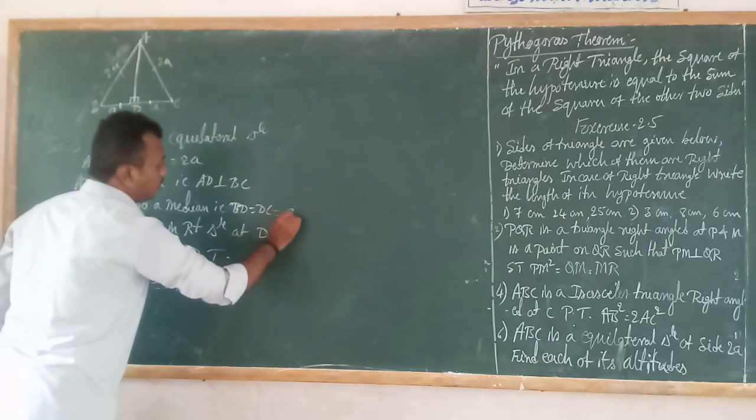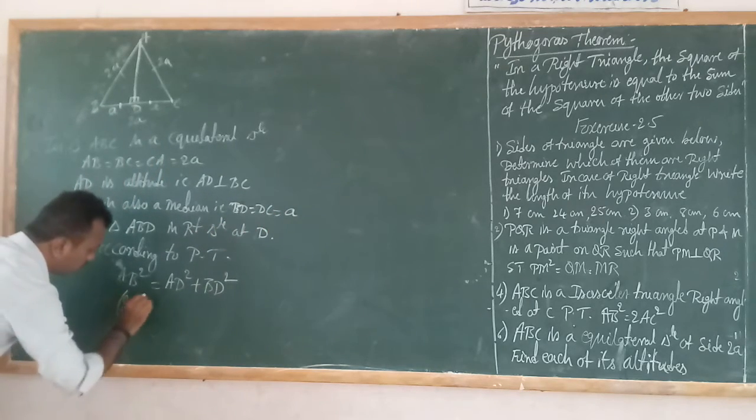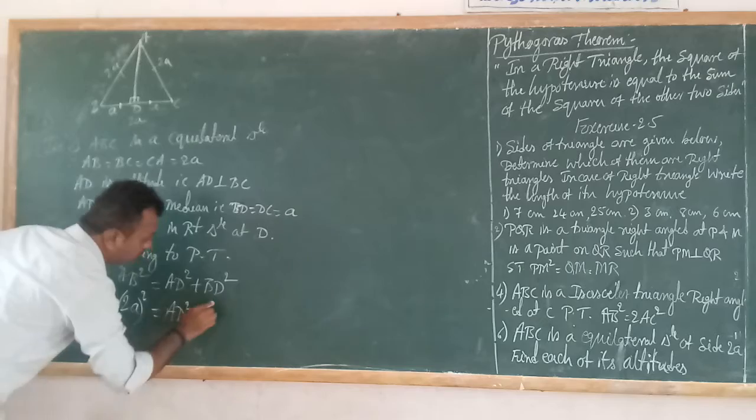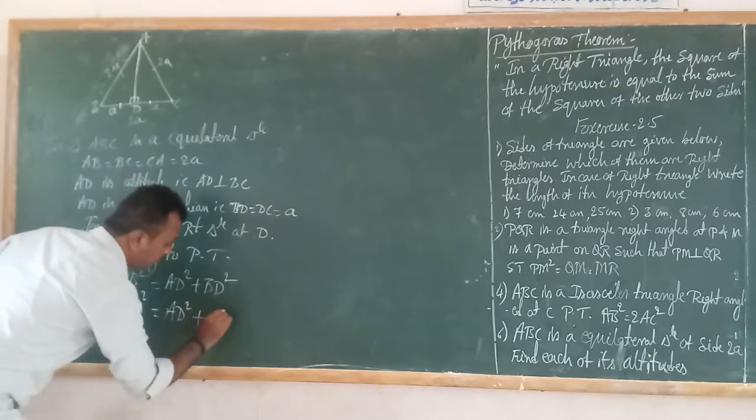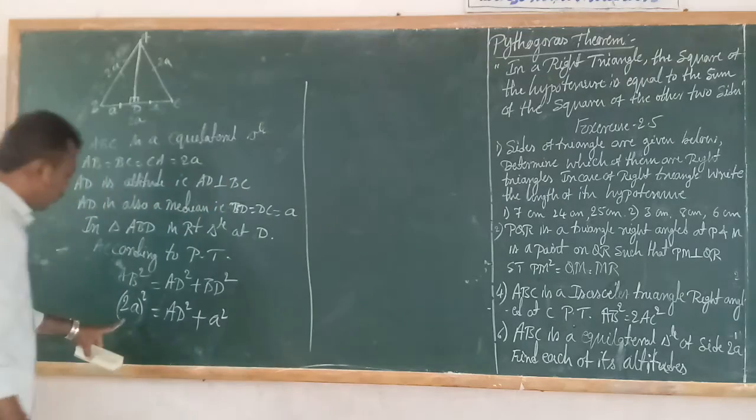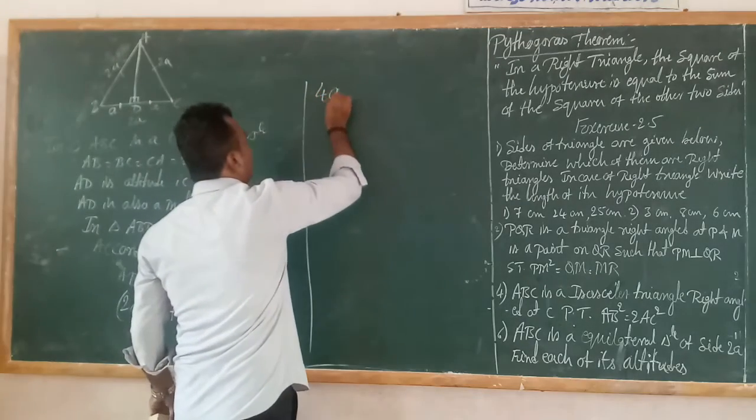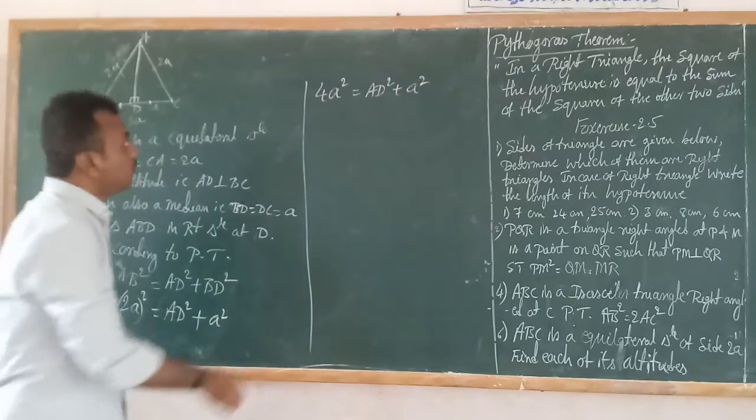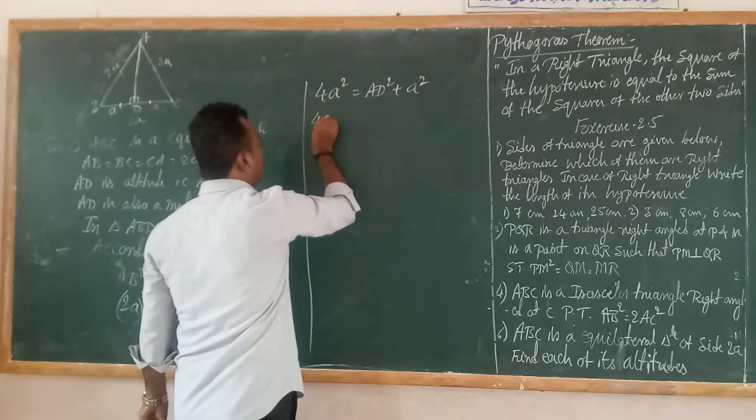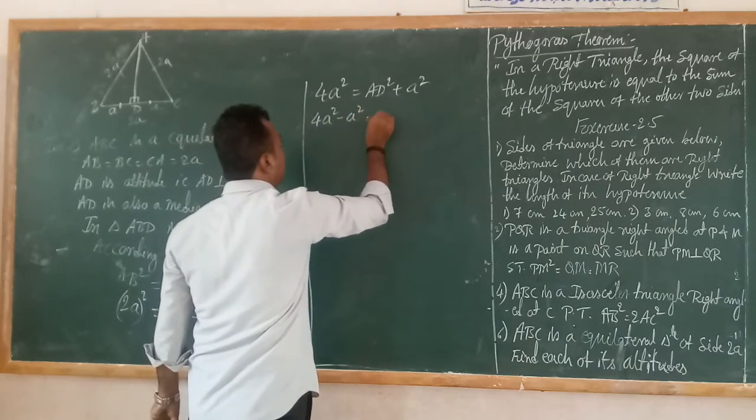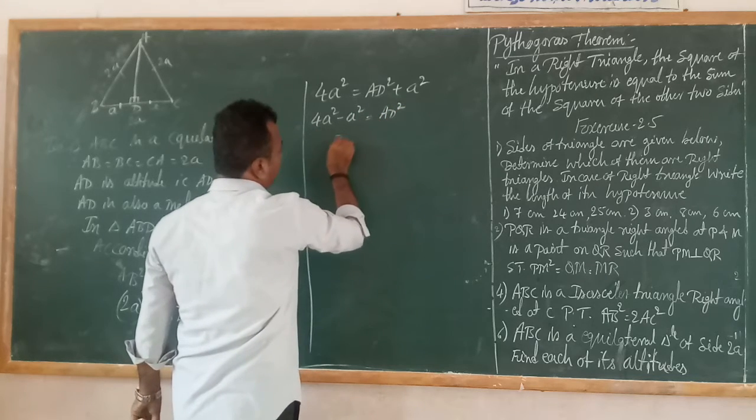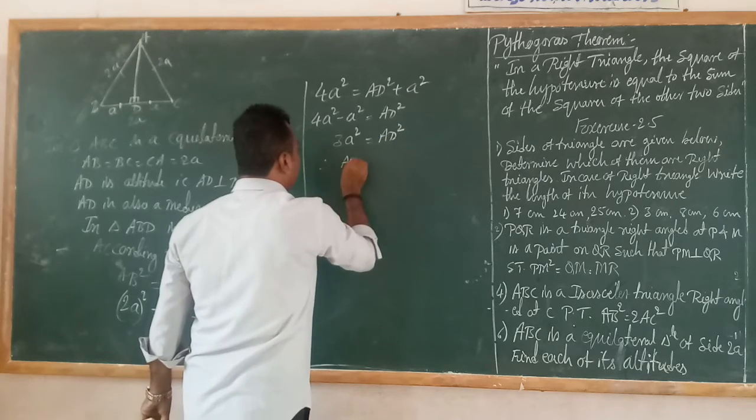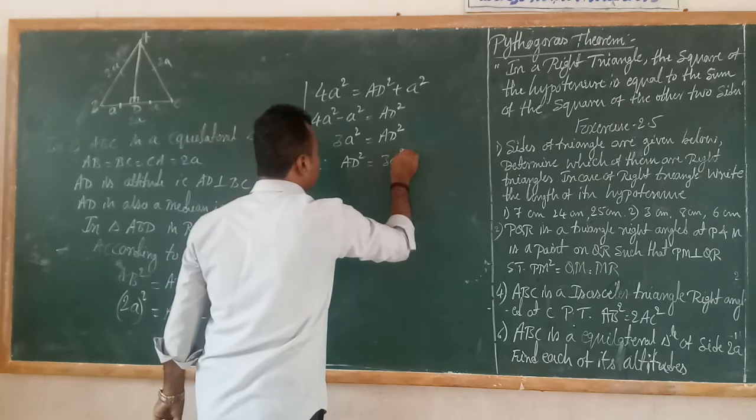So BD is equal to DC. What is the length? A. So 2A whole square is equal to AD square plus BD square, where BD length is A, therefore A square. So 2A whole square means 4A square. It is equal to AD square plus A square. So A square you have to send here: 4A square minus A square is equal to AD square. So 4A square minus A square is 3A square. Therefore AD square is equal to 3A square.